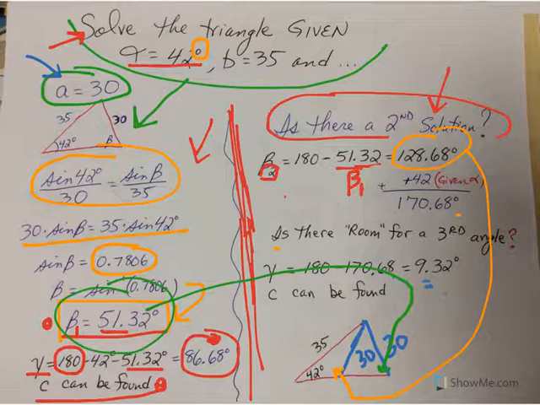All right, so notice the given information in my problem did not change. 35 didn't change, 42 didn't change, and the 30 didn't change. But what changes is the beta has two different solutions. There are two different gamma angles, and there are two different C sides. Ambiguous case, this is where you have two solutions.